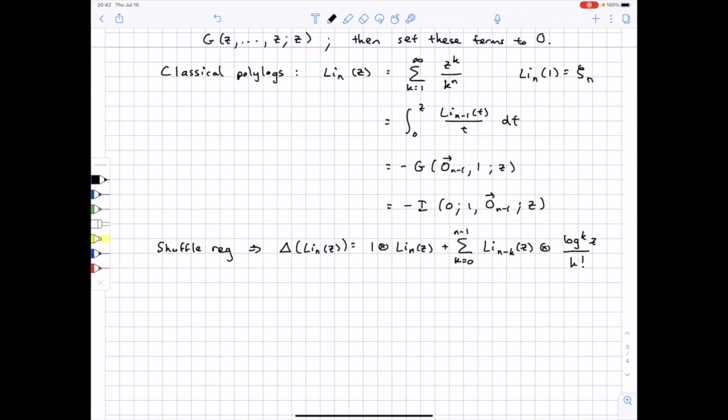And in particular, if we take z equals 1, then we also derive the coproduct of the zeta values, coproduct of zeta n. Just plugging it into this formula would be 1 tensor zeta n, and in this series, all the logs, the log of 1 is 0, so the only term that survives is the one with k equals 0, and that, evaluating it, gives zeta n tensor 1. Very simple.